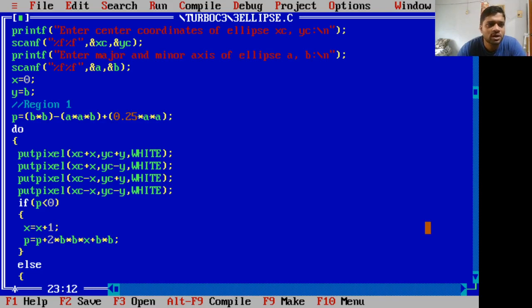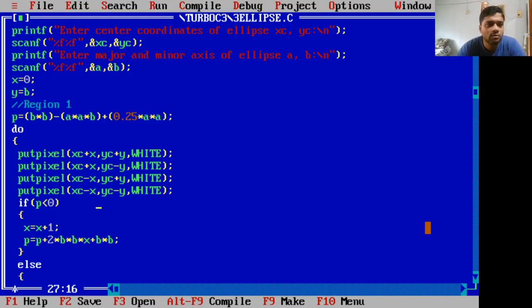So that is putpixel xc plus x, yc plus y, and I have given the color code that is white. This is for the first quadrant. Then xc plus x, yc minus y, this is for the fourth quadrant. Then xc minus x, yc plus y, that is for the second quadrant, and xc minus x, yc minus y, that is for the third quadrant.